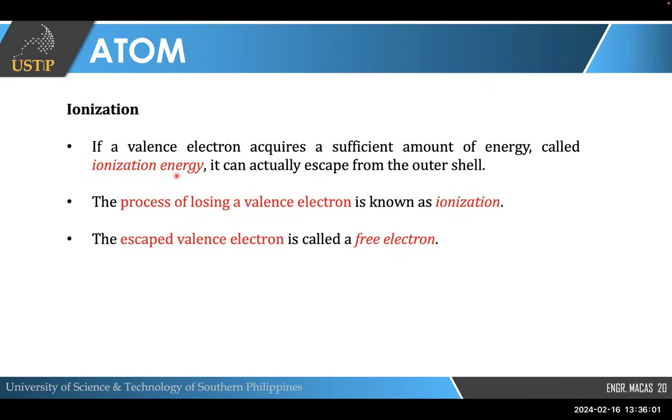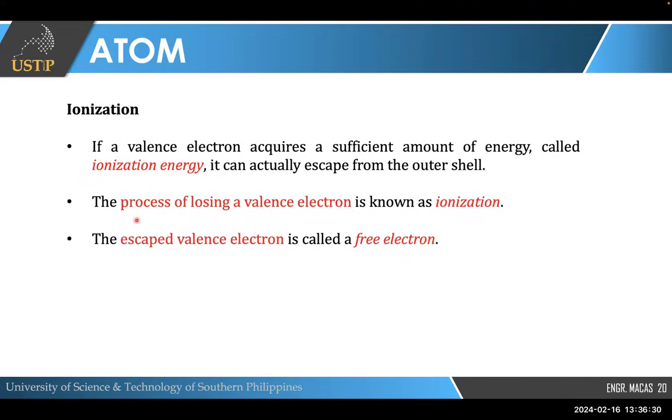In reality, class, what is this ionization energy? It can be acquired by your electrons if there's enough heat. Okay? Where does the heat come from? If we apply voltage to a circuit. When we apply voltage to a circuit, we trigger the electrons to jump from one atom to another and create electron flow. Okay? So this is what you call ionization, the process of losing a valence electron.